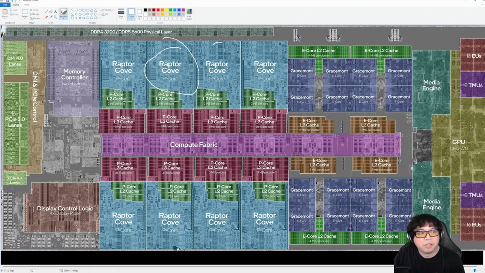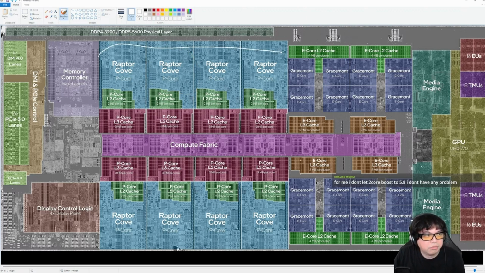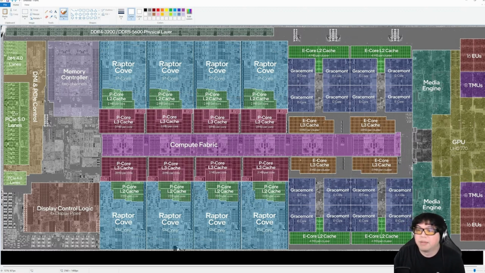So this is another one, another one, another one. So you have 1, 2, 3, 4, 5, 6, 7, 8. Those are the 8 P cores. So these are the 8 P cores up here and down here. That is not where the problem is.